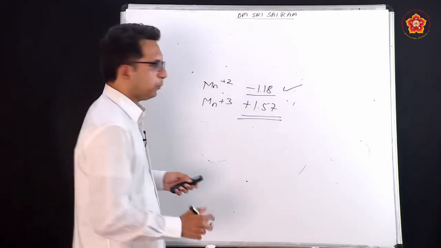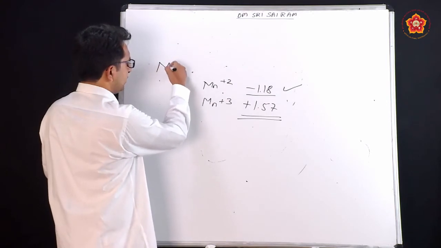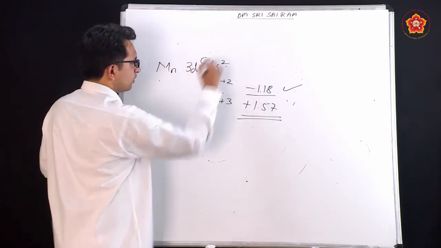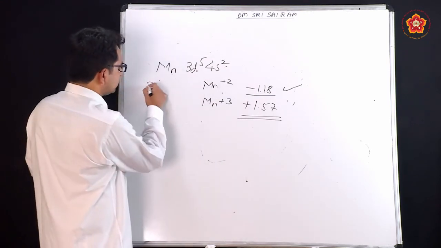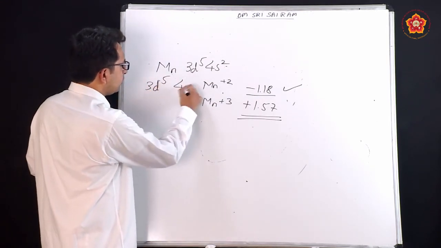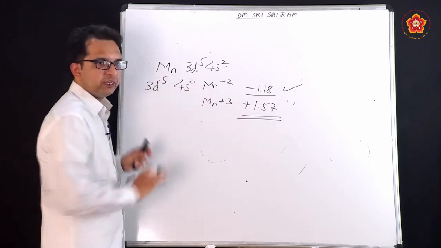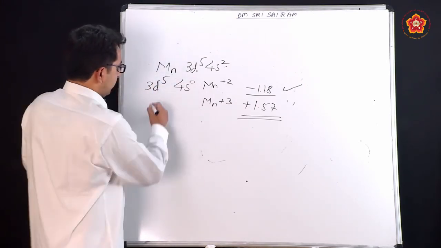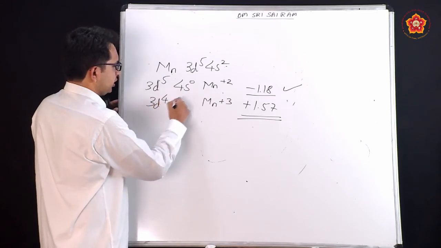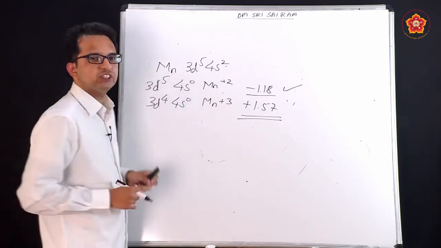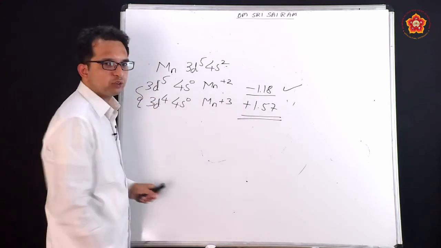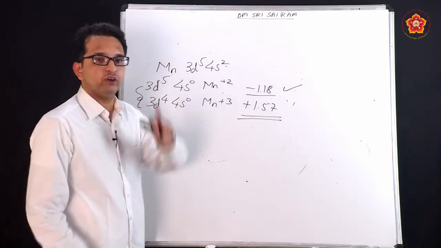Now, why it is highly possible is because once again the same explanation: Mn is 3d5 4s2, whereas Mn+2 is 3d5 4s0. This is stable because of the half-filled stable state. When I go to Mn+3, it is not stable, it is rather going towards instability. So this conversion is not favored, that is what is told by the positive value of this.